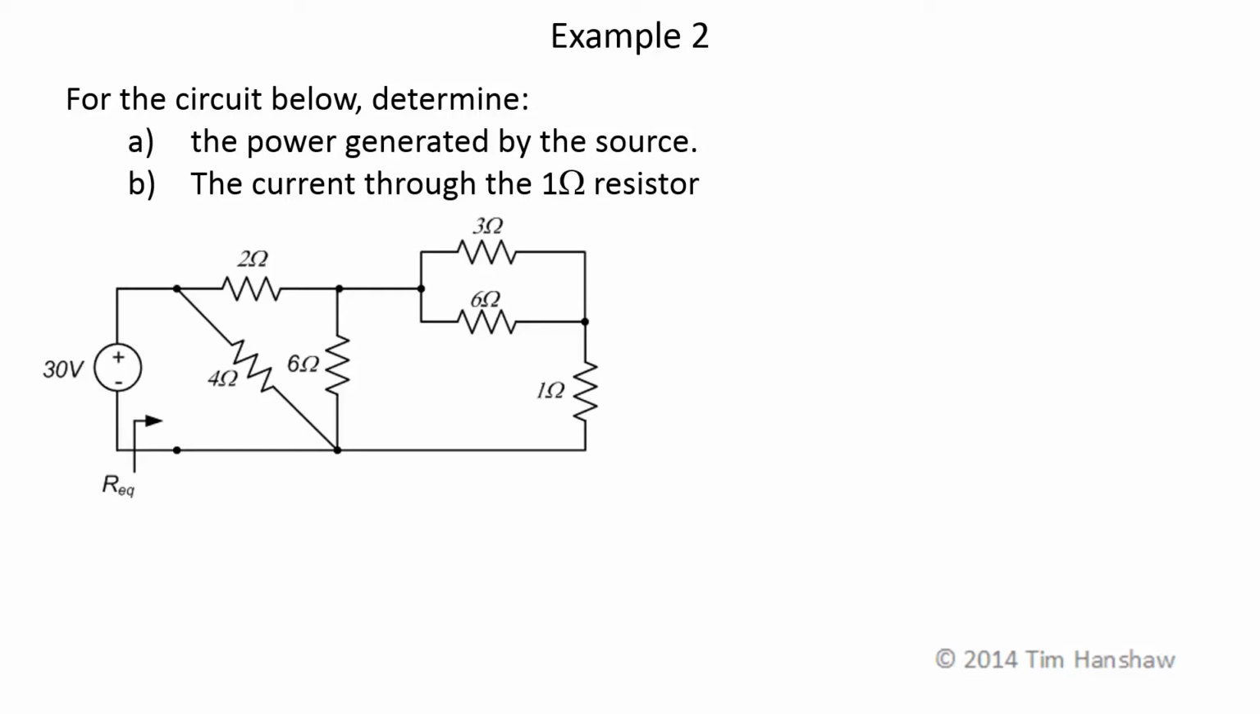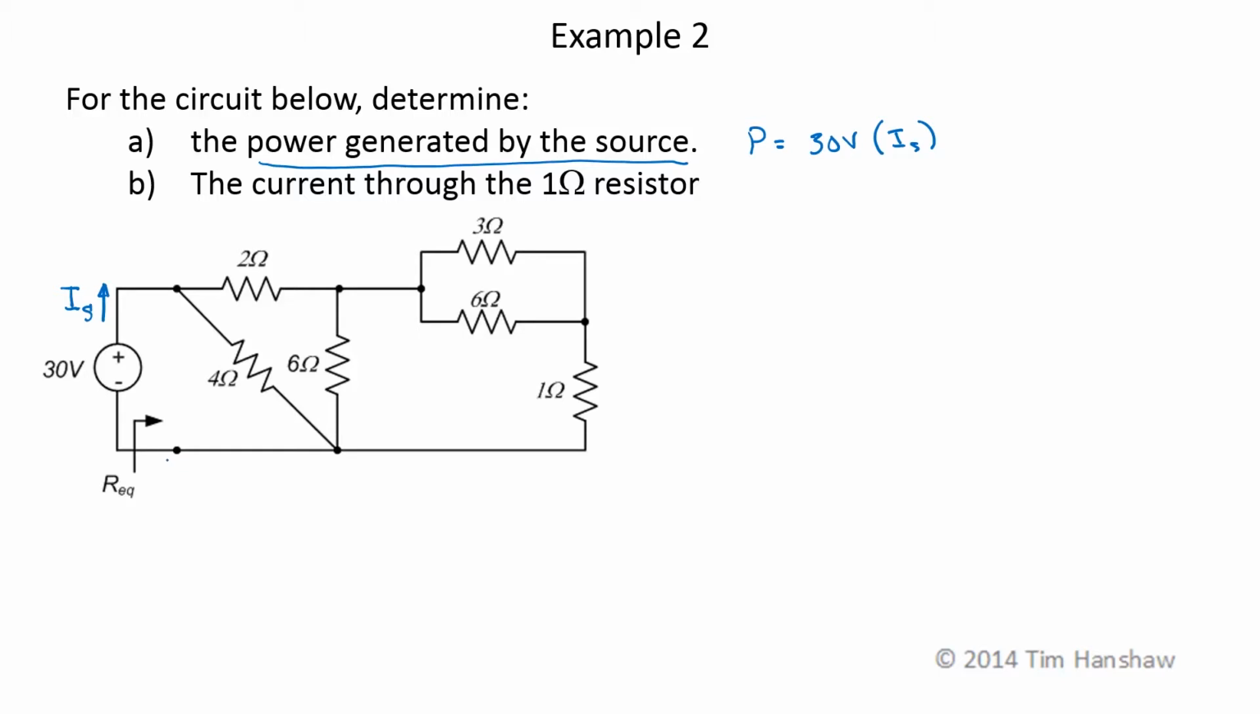Okay, the first thing we want to find out about this circuit is how much power is generated by the source. In order to do that, we need the current. So I'm going to define a current direction, I sub s, and then power will be equal to the 30 volts times whatever I sub s is by definition.